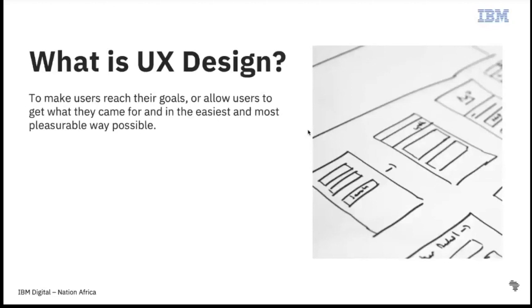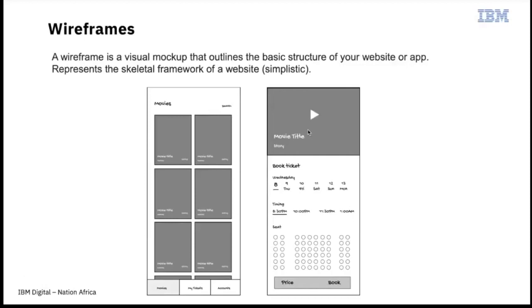What is UX design? UX design is to make users reach their goal, or allow users to get what they came for in the easiest and most pleasurable way possible. There are two major steps of UX design: wireframes and prototyping. First of all, I will talk about wireframes. Wireframes are basically a visual mock-up that outlines the basic structure of your website or app. So wireframes are just a representation of your idea, of your app, the user flow. They show the structure and the layout of the application.